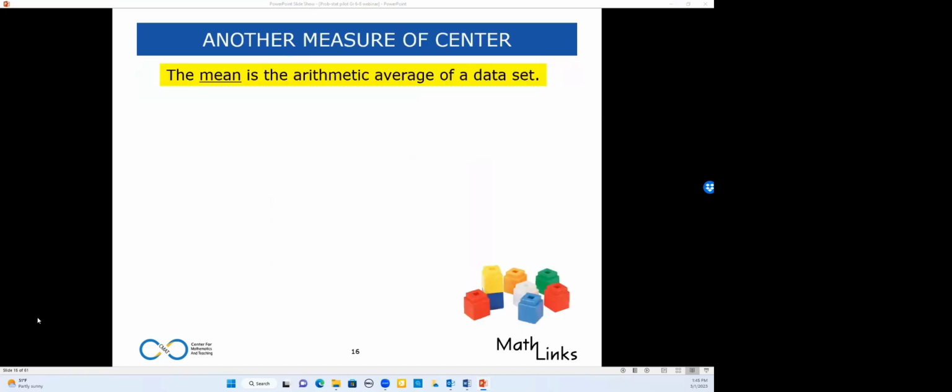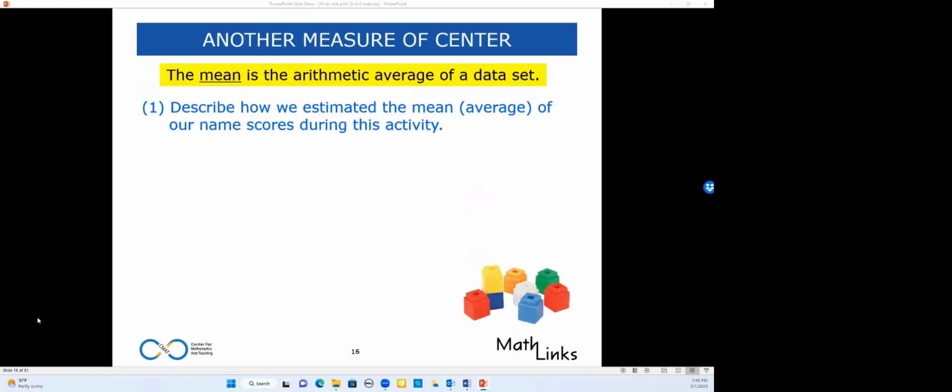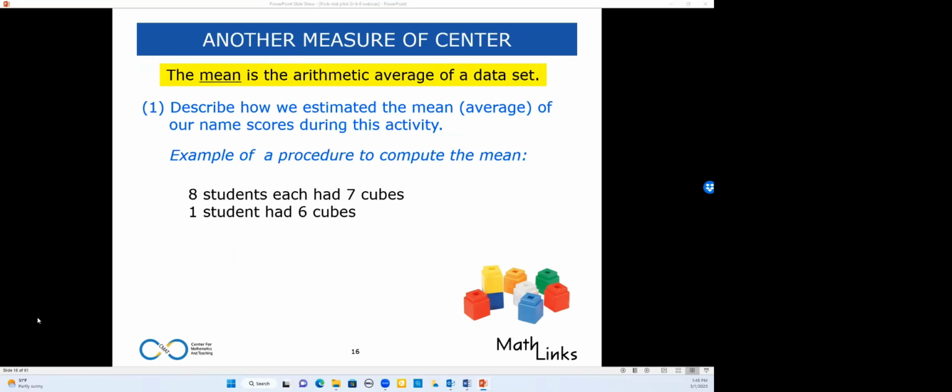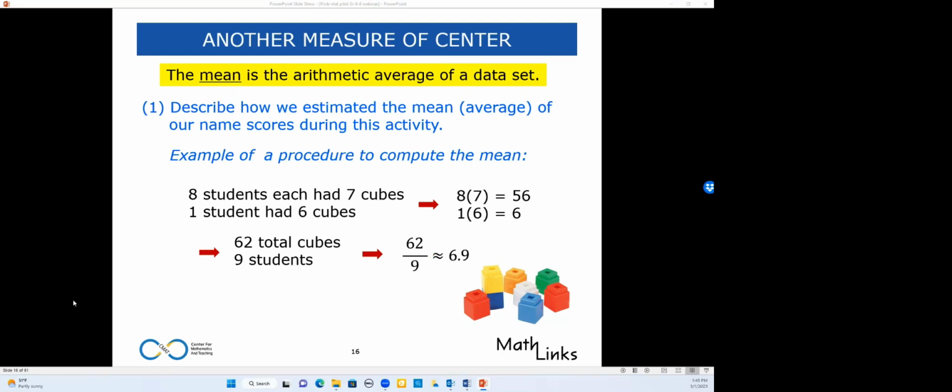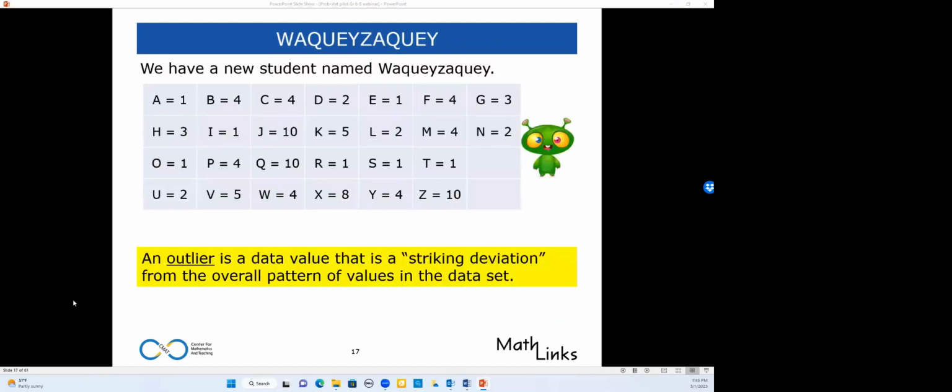Though students probably don't know it, what they've done is estimating the class mean, or average, name score. While at their seats, students compute the actual mean after seeing this example. And then we introduce a silly name with a huge name score so we can talk about what it means for a data point to be an outlier.